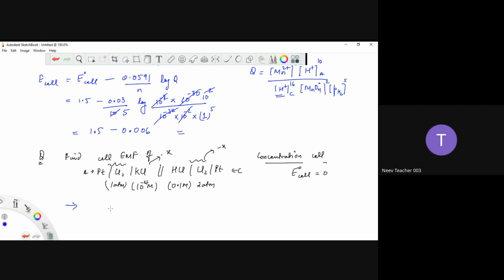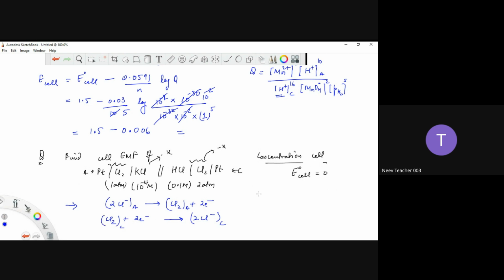Now, you should write the anodic half and the cathodic half first. So for oxidation, Cl minus will be there. Cl minus will go to form Cl2 by losing the electron. So it should be 2Cl minus going to Cl2 plus 2 electrons. Then write the opposite of it: Cl2 plus 2 electrons, giving you 2Cl minus. Now this Cl minus is basically the anodic half, and this Cl minus is the cathodic half. Similarly, this is anodic and that is cathodic.